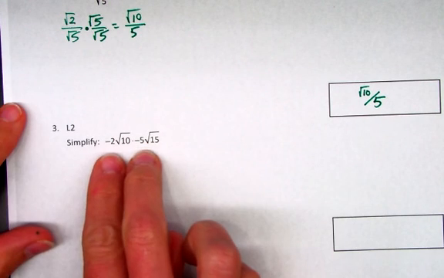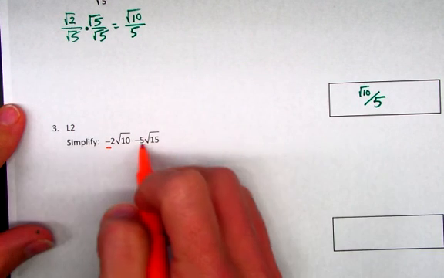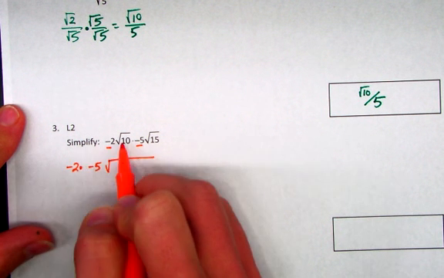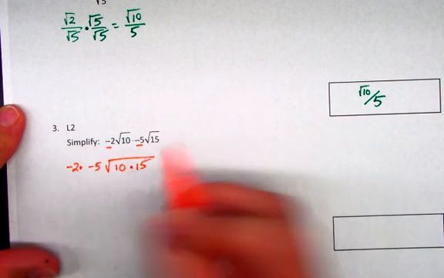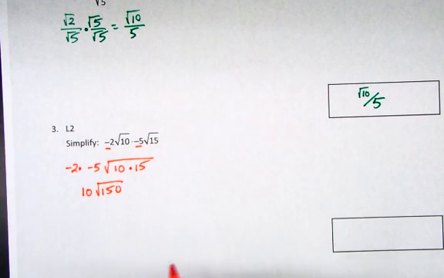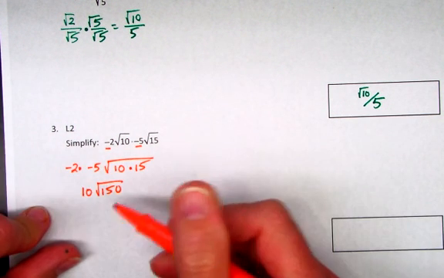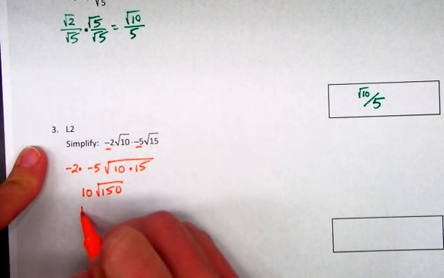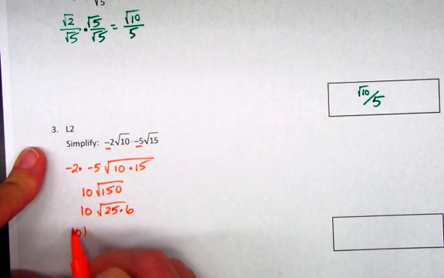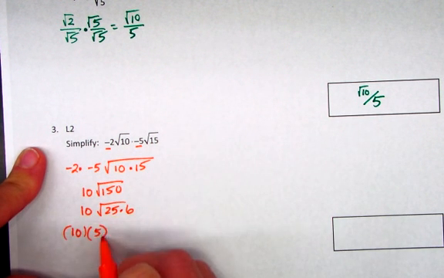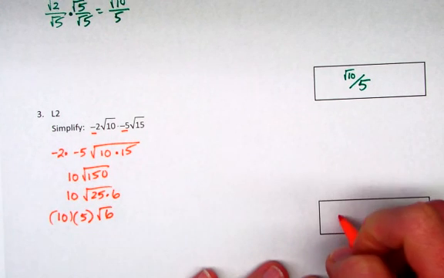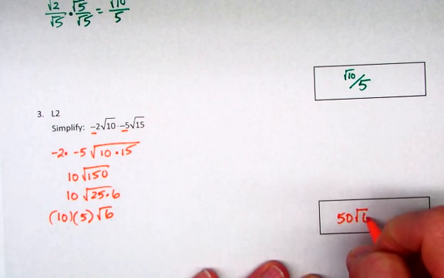When we multiply, we can multiply the coefficients. So negative 2 times negative 5. And then the roots. So 2 times 15. So this becomes positive 10 times root 150. And then 150 is 25 times 6. So we have 10 times root 25 is 5. And then root 6 we can't do anything with. 10 times 5 is 50, and then root 6.